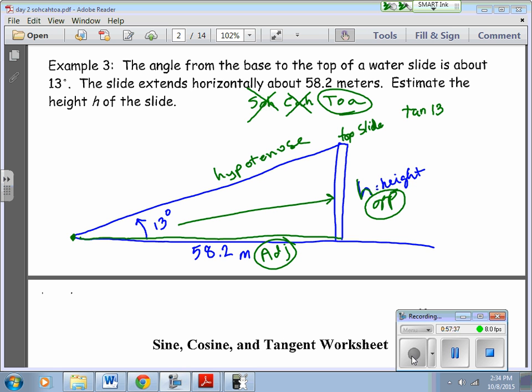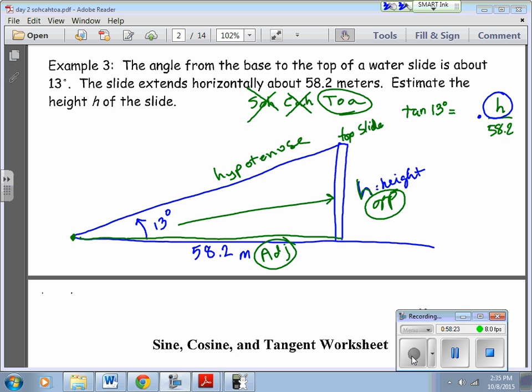Tangent of 13 degrees is equal to, O means what? Opposite divided by the adjacent. So the opposite is the height that we don't know, and the adjacent is the 58.2 that we do know. So now, how do I solve that for h? What can I do?